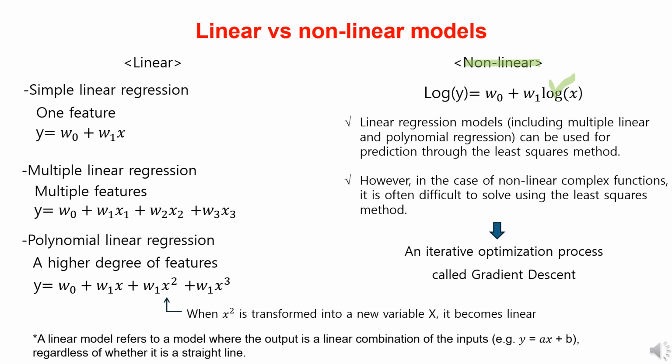While the least squares method provides a direct solution for linear regression models, it is difficult to apply to nonlinear regression problems or to deep learning models that will be explained later. Therefore, in artificial intelligence, we use an iterative optimization process called gradient descent to find the optimal model.